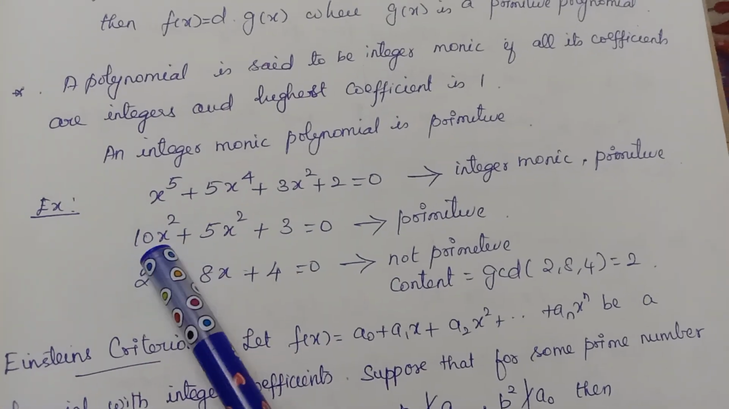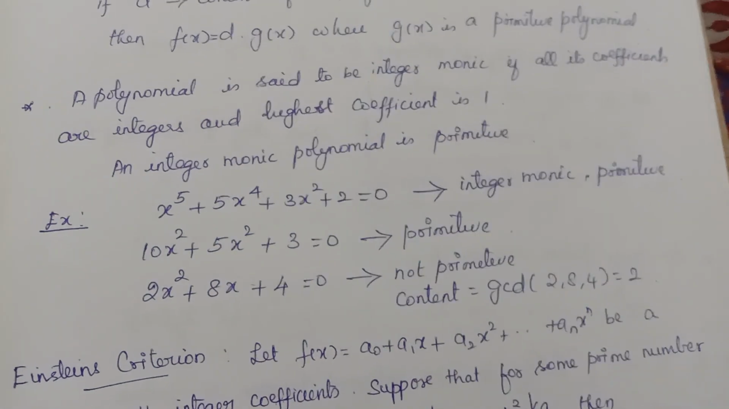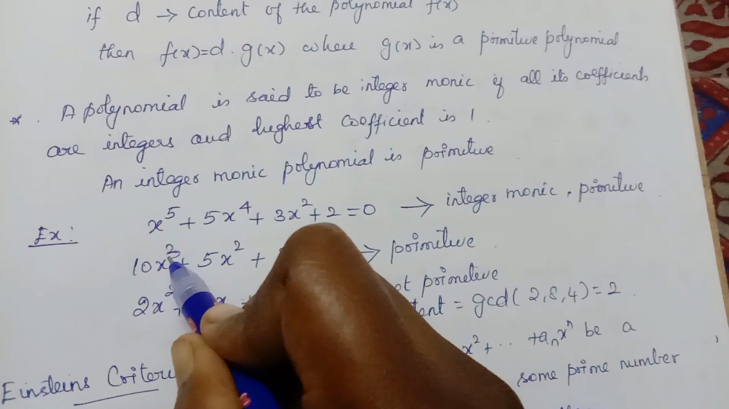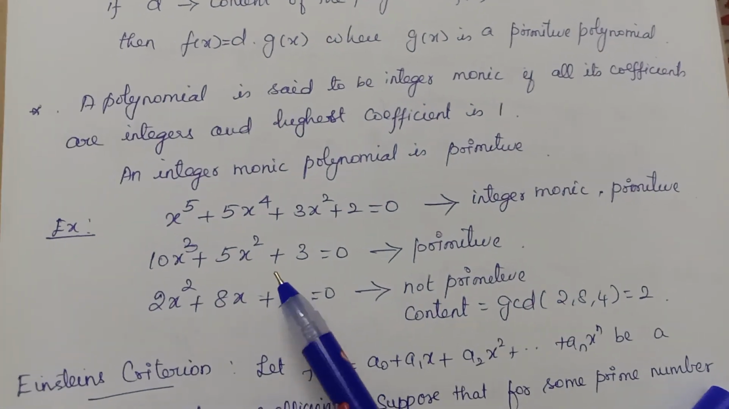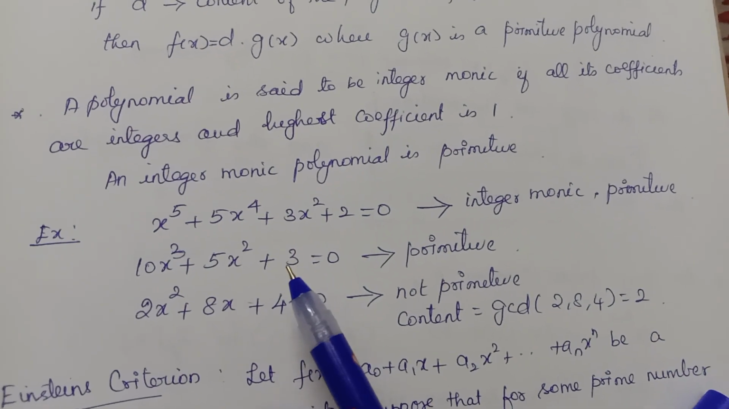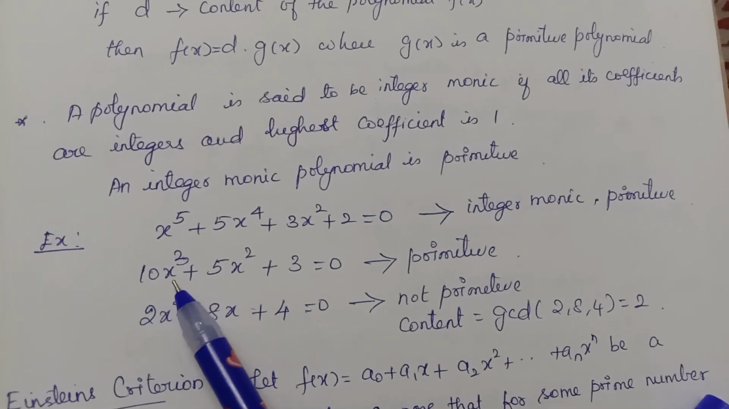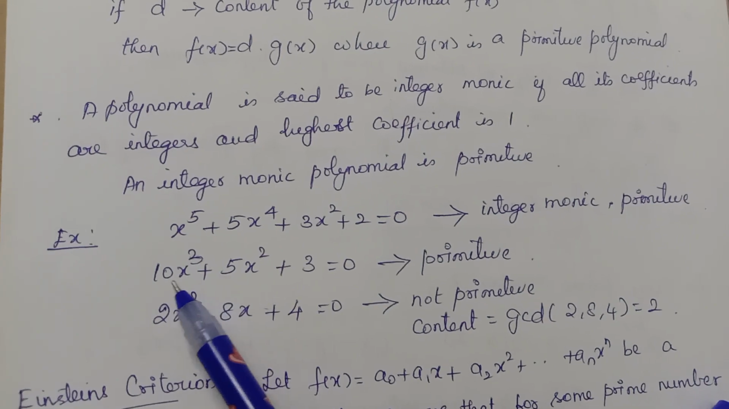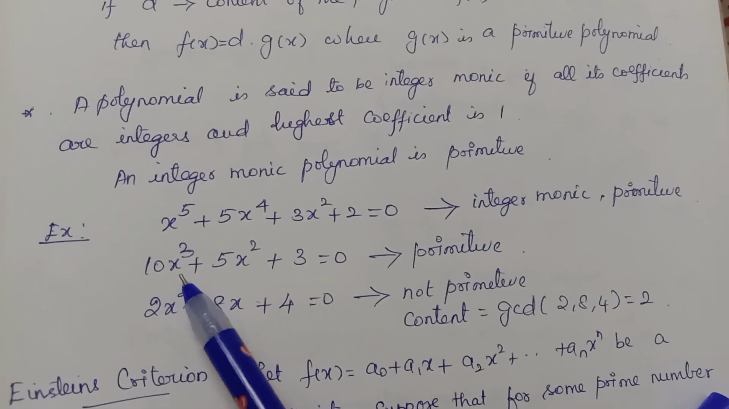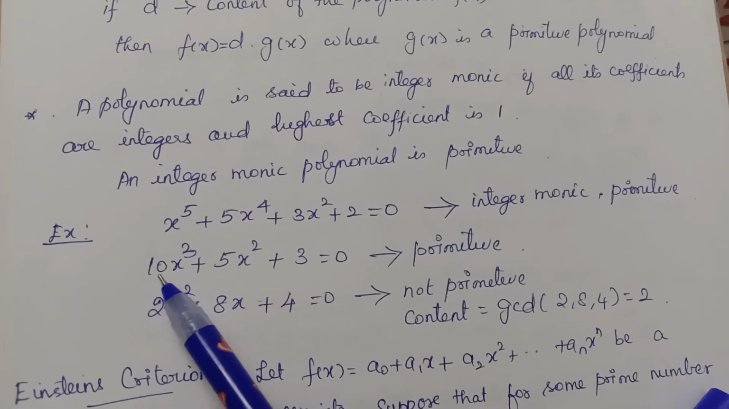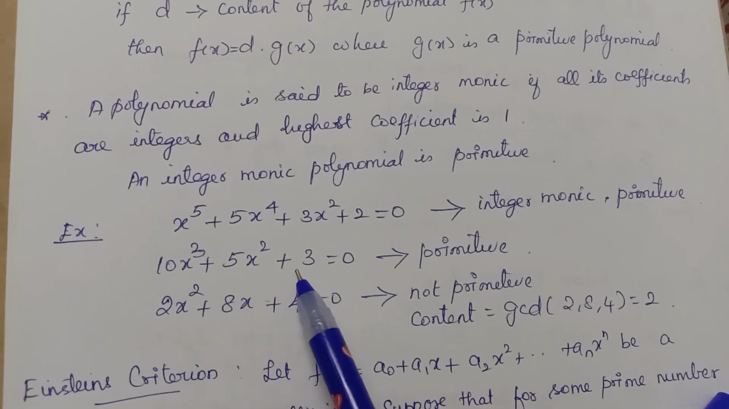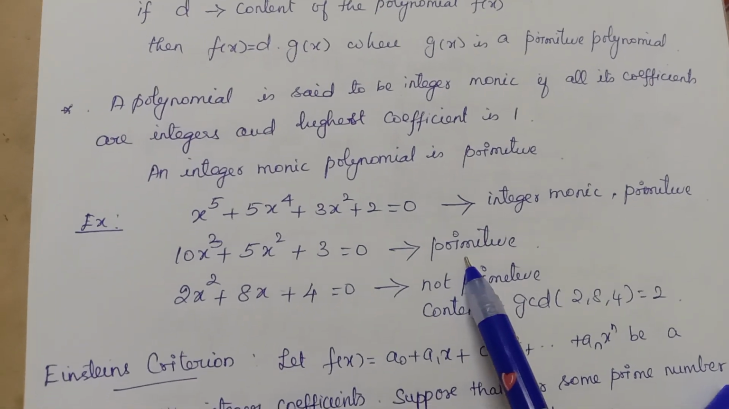Next consider 10 x cube plus 5 x square plus 3 equal to 0. This is only primitive, but it is not integer monic, because here the highest degree is 3 and its coefficient is 10. Therefore this is not a monic polynomial, but it is primitive, because the GCD of 10, 5 and 3, of all the three coefficients, is equal to 1. Therefore this is a primitive polynomial.